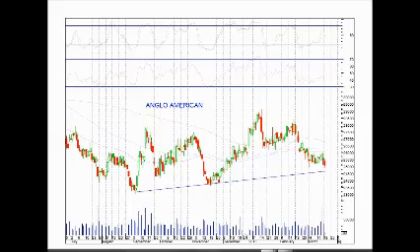We have four graphs we want to have a look at this morning. I'm going to start with Anglo American. This is Anglo American PLC. As we can see on the graph here, Anglo American is coming down to retest an upward trend line dating back to about August, September last year.